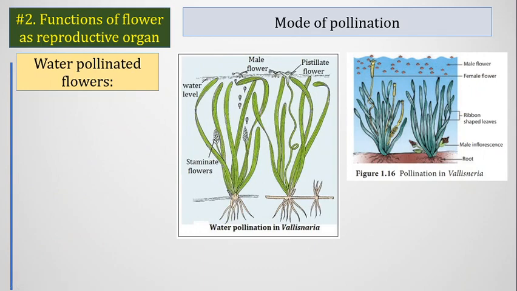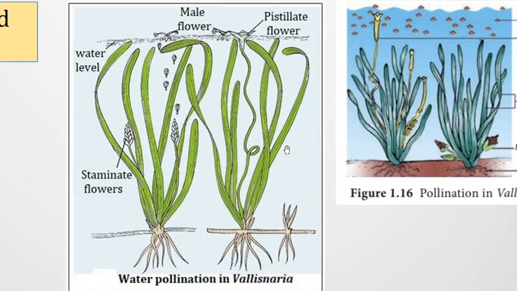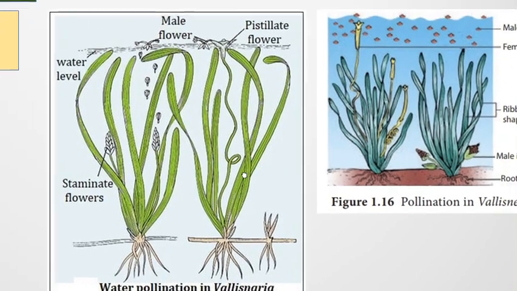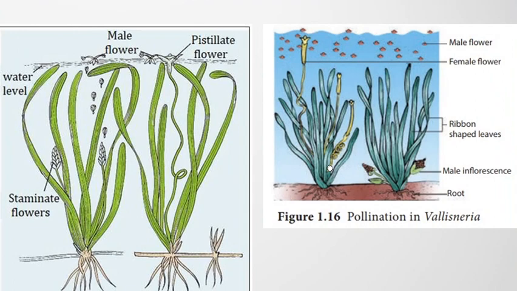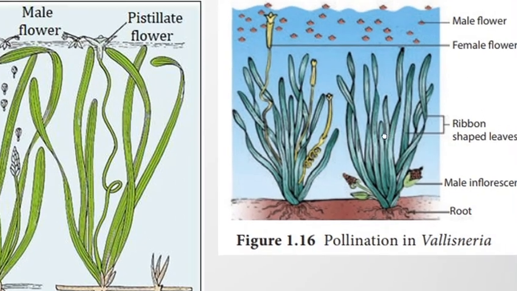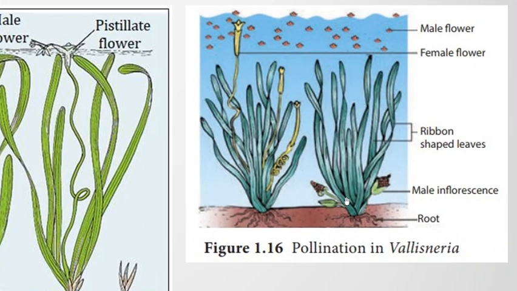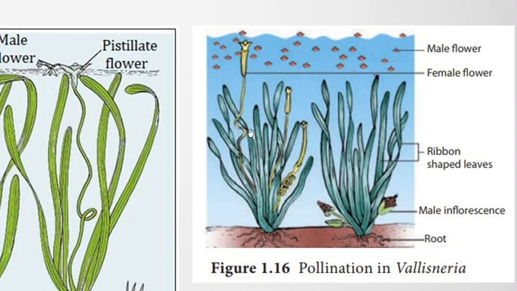And in case of water pollinated flowers, for example, we here see an aquatic plant called Vallisneria. Some people use them in aquariums as an aquarium plant, because it is aquatic. And these plants have male flowers on the male plant and female flowers on the female plant. So here we see the right one is the male flower, which is short in size, and the female plant contains female flowers, which are long in size.